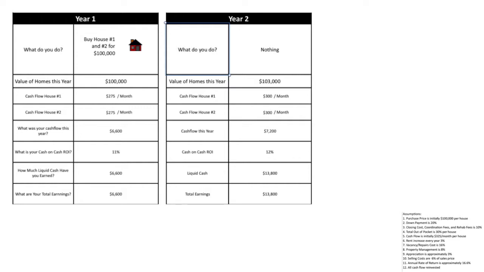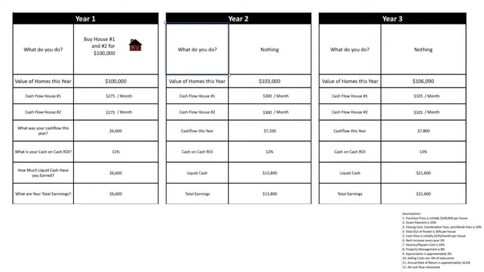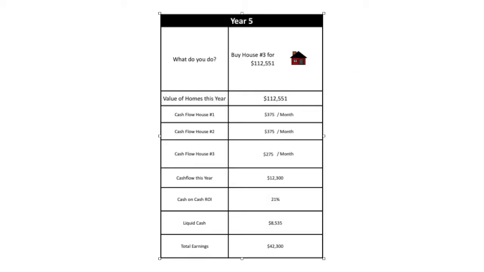Okay, so year one, we've got $6,600 in our bank account. Not enough to go buy another house. Year two, year three, rents go up a little bit because rents increase every single year. So we get additional cash flow every single year. Now we have $30,000 of cash. Okay, so now I come over here to year five.